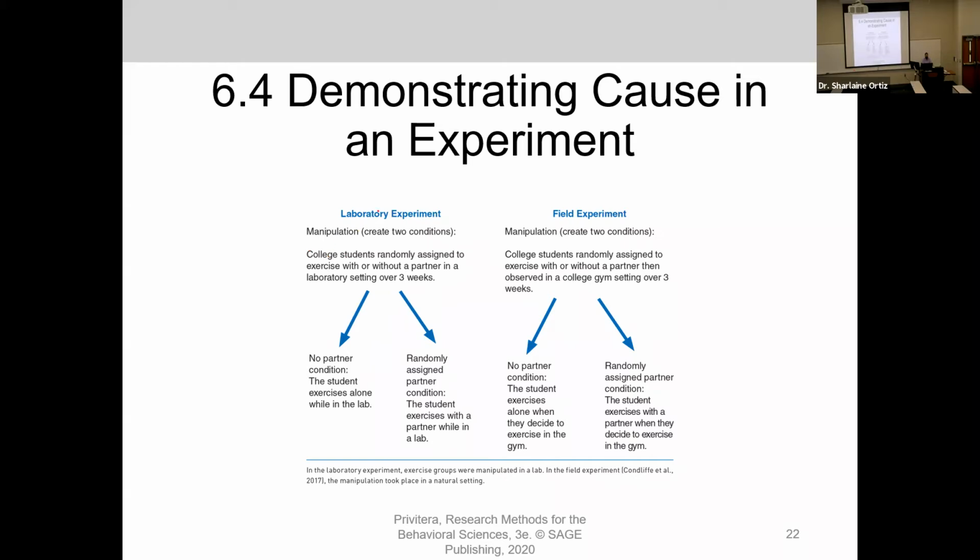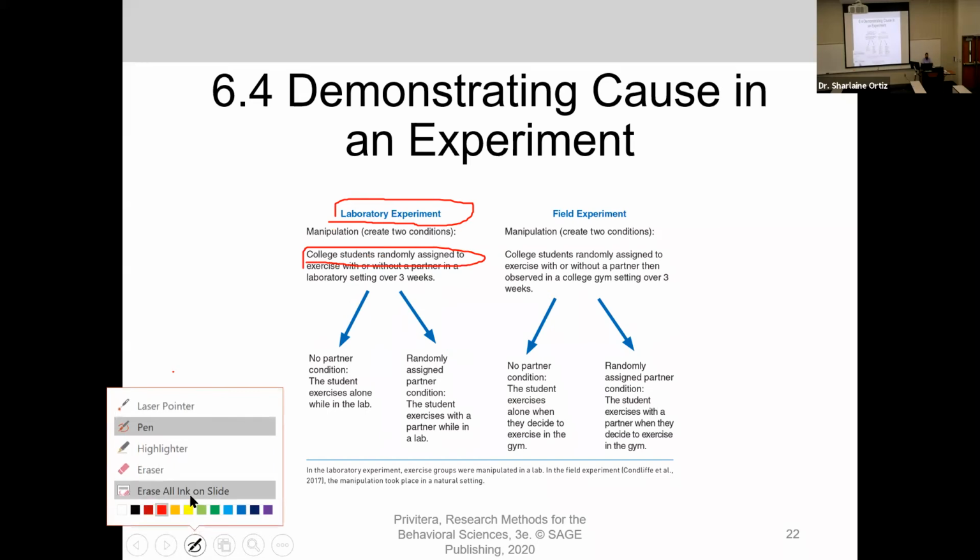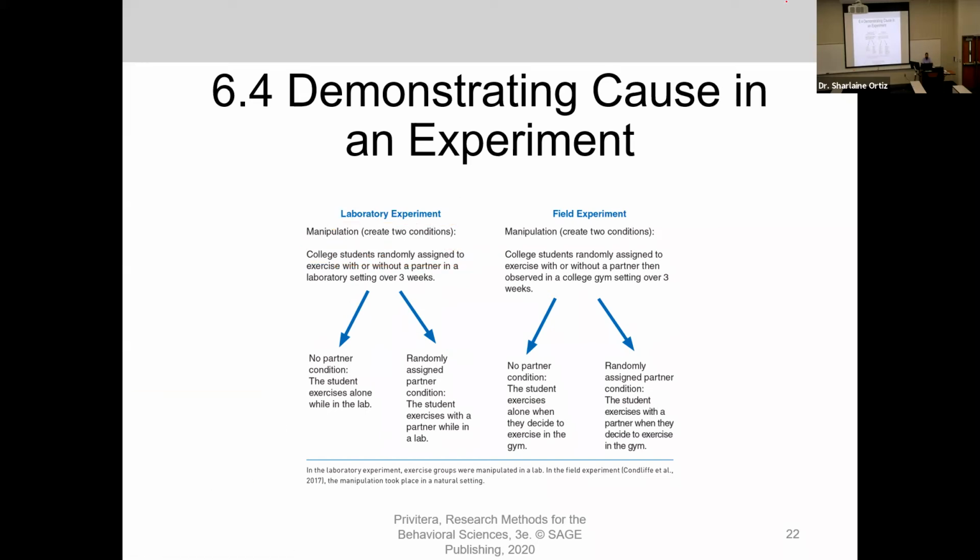Let's talk about the laboratory experiments. Let's keep in mind an example where college students were randomly assigned, right? So we need to keep that randomization on check. And they were assigned to exercise with or without a partner.